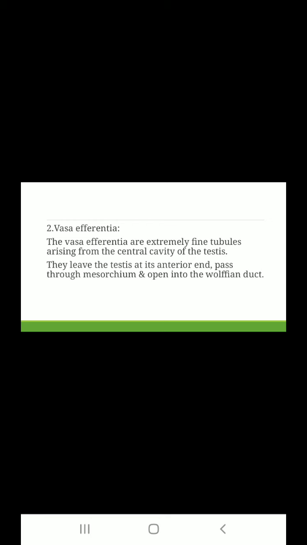Second reproductive part is the vasa efferentia. The vasa efferentia are extremely fine tubules arising from the central cavity of the testis. They leave the testis at its anterior end, pass through the mesorchium, and open into the Wolffian duct.